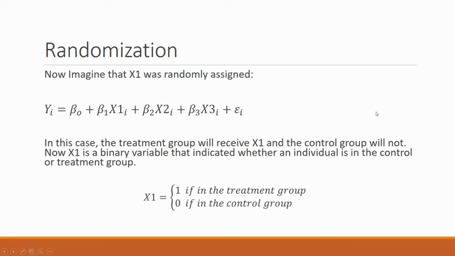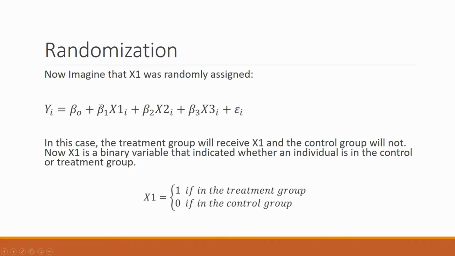All right. So now imagine, let's keep going. Let's go into detail here. Now imagine that x1 was randomly assigned. We were using this example before. We have this generic regression model. We have this dependent variable y. We have these three independent variables, x1, x2, and x3. We're particularly interested in the relationship between x1 and y. So we're particularly interested in beta 1.